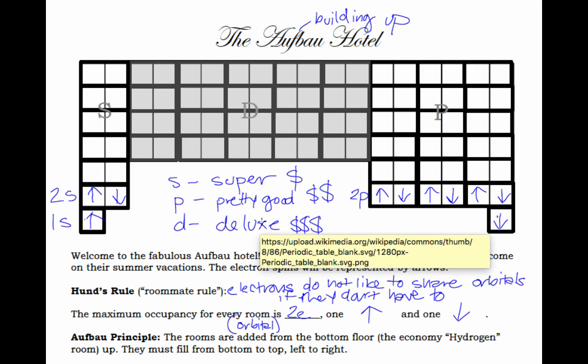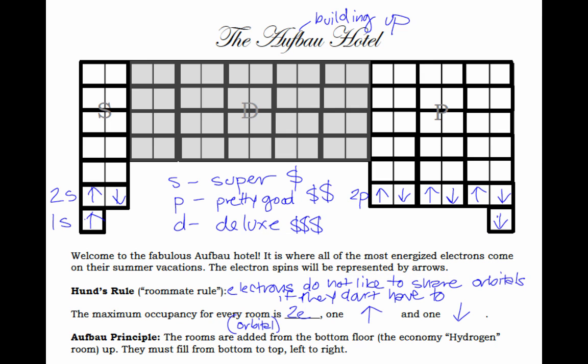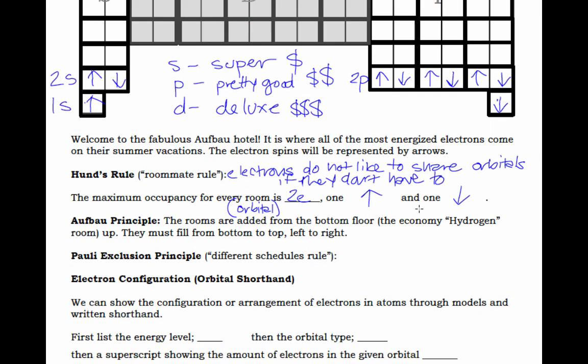Now it's a little bit hard to understand sometimes from this analogy, and so what we'll do is a lot more practice problems with this so you can understand what's going on here. So the different schedules rule is called the Pauli exclusion principle in real life. It just means that electrons have opposite spins.